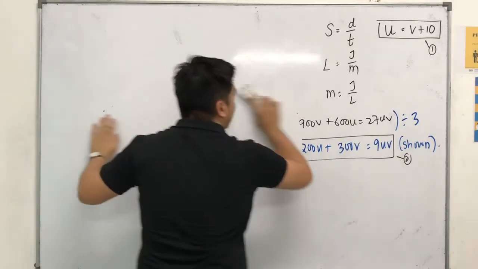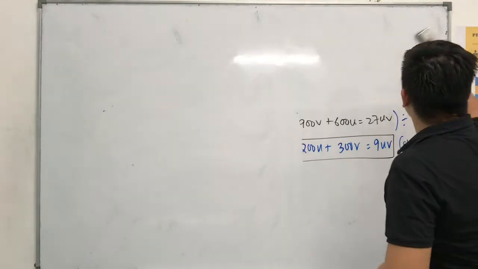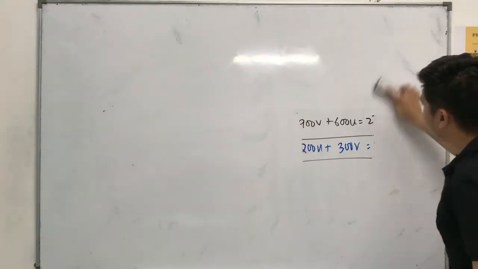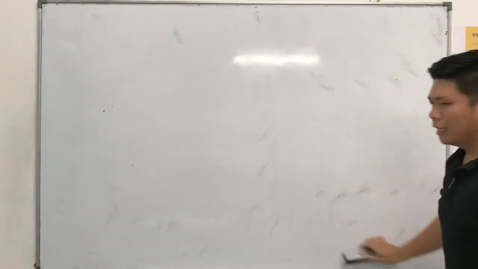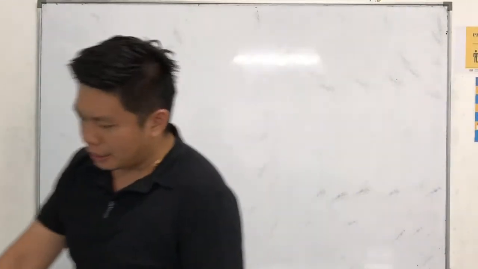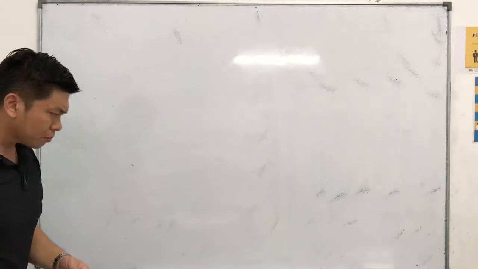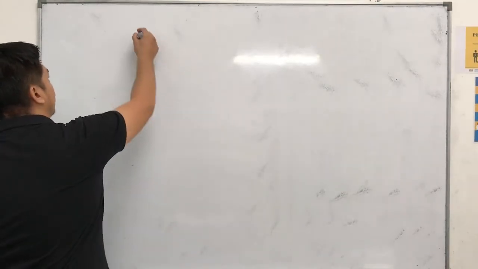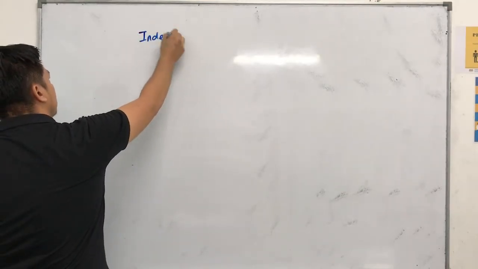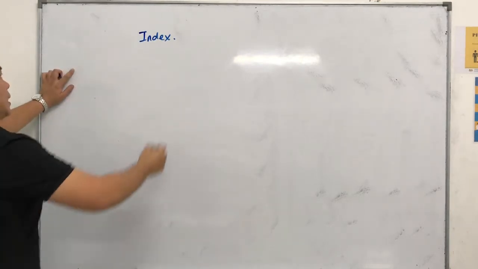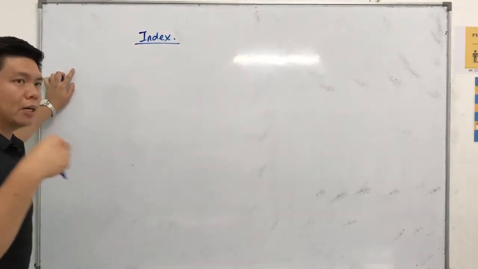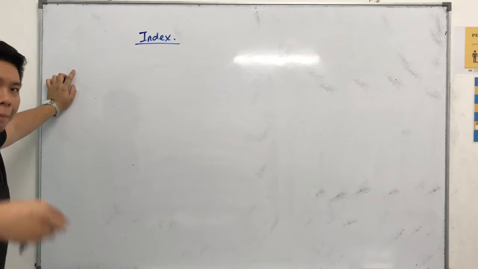Okay, now last week's class, when we talk about indices, basically you have to actually recall what you have learned in your Form 3, Form 2 and Form 1 on index. So the first thing first is that you have to try and recall what does index mean? Okay, so index. Normally, when you write index, people call it as the power of, okay, power of.